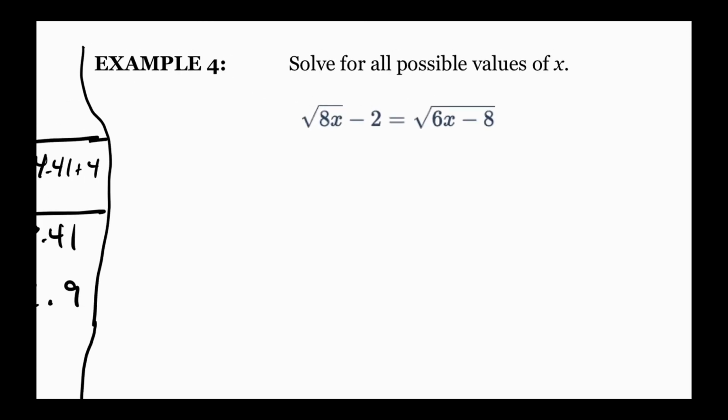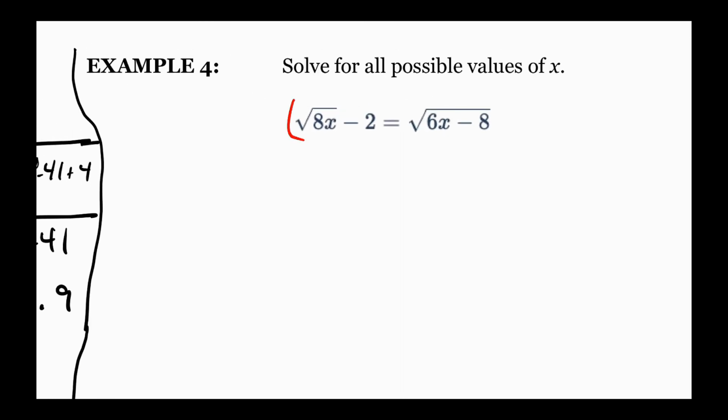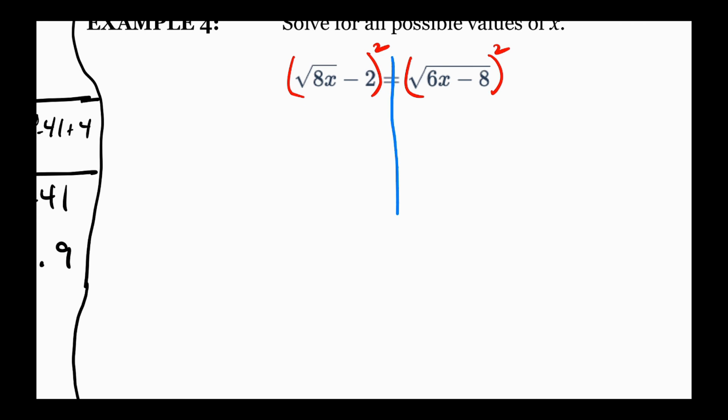Okay, so same thing. I got square roots on both. I got radicals on both sides. So I got to square both sides. Okay, when I do that, over here, that's going to get rid of the square root. On the left side, it won't, though. It won't get rid of the square root because both of them are not under the square root. Only 8x is. Negative 2 is not under the square root.